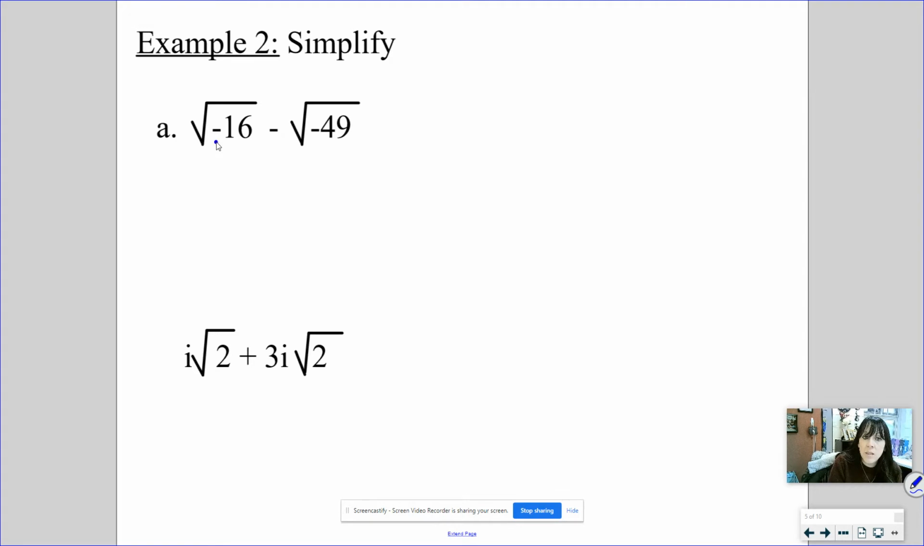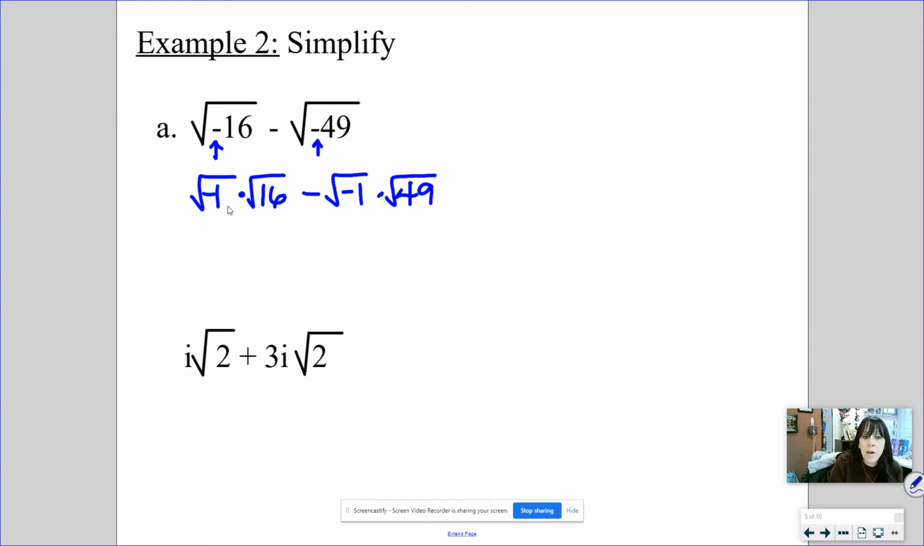However, if you recognize this negative inside the radical, you know that these are actually imaginary numbers. So why don't we try to rewrite them as imaginary numbers, and then we can see if we can solve it. So we've got our imaginary part separated from the real part for each of these. And then we're going to reduce down.